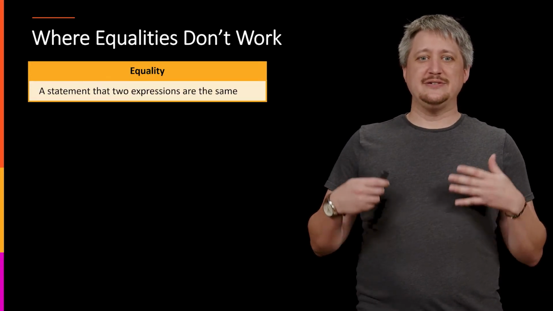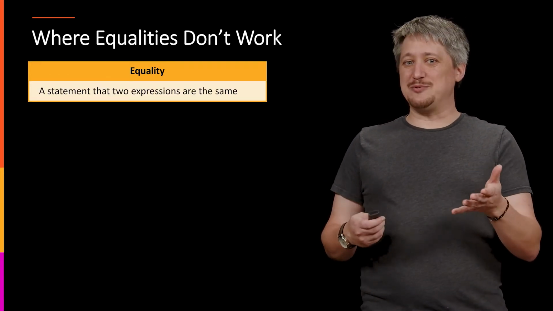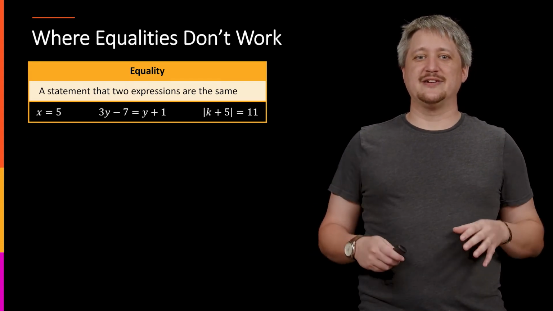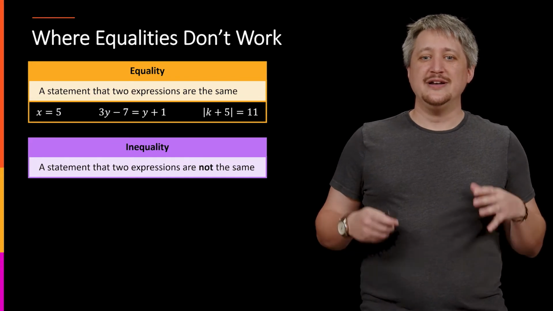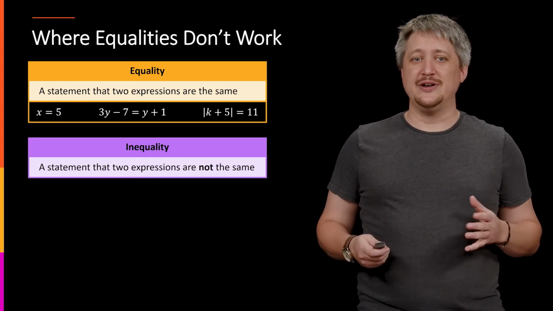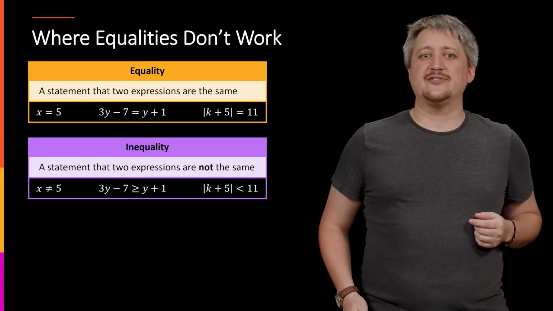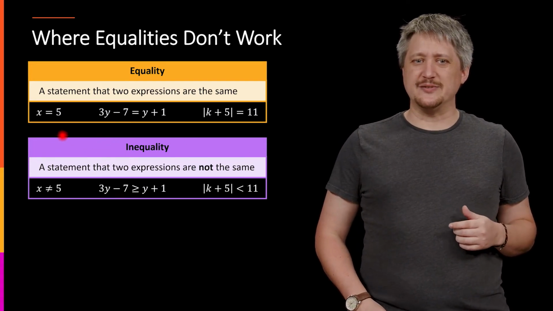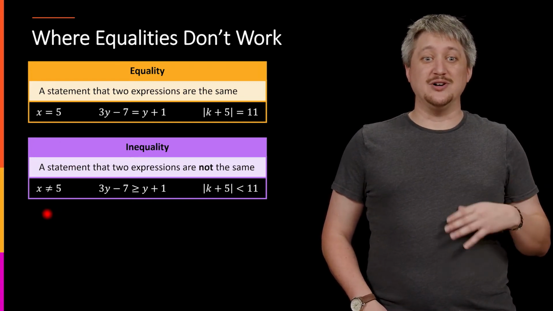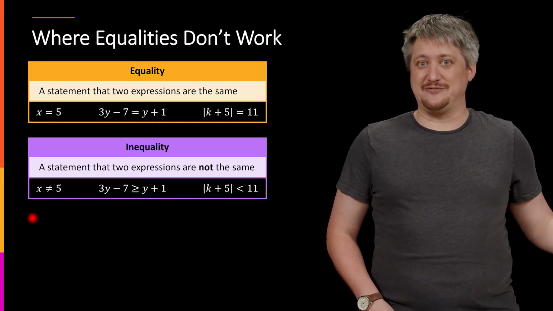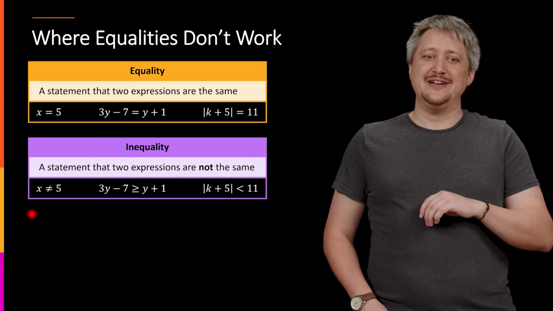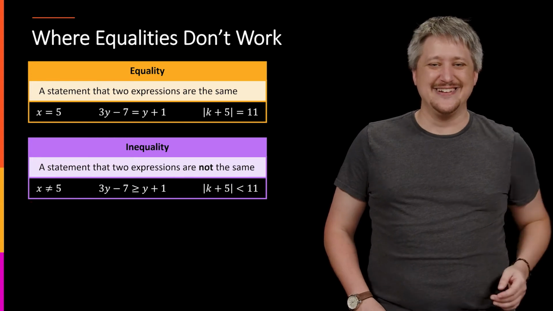So enter our equality statement with two expressions that are the same, versus inequality. Inequalities are statements that two expressions are not the same. Looking at these in contrast, equality would say something like x is definitely 5. Inequality could say something as broad as, well, I don't know what x is, but it's not 5. That is a form of inequality because it's sort of anything else.